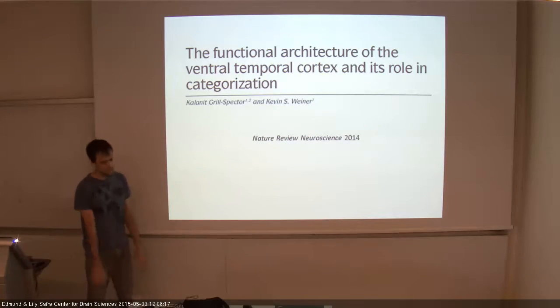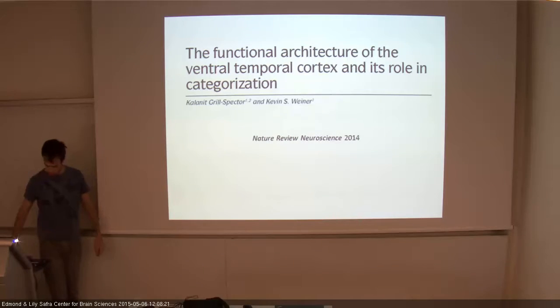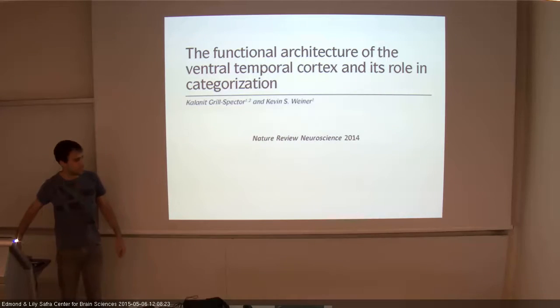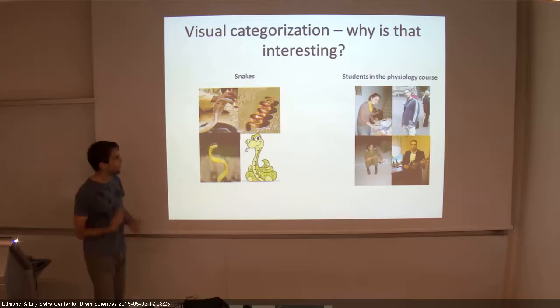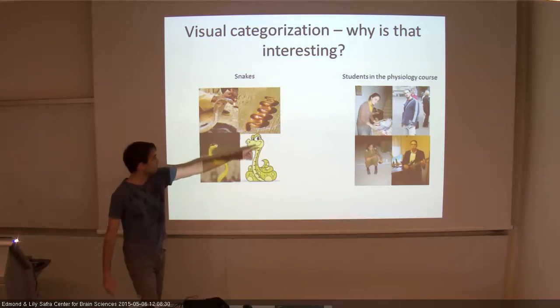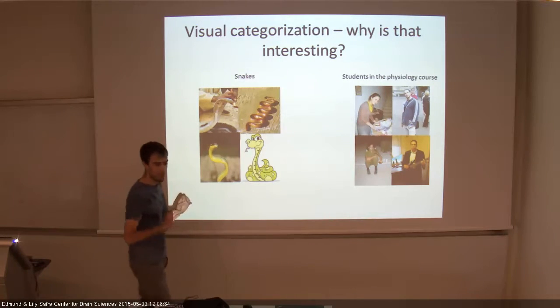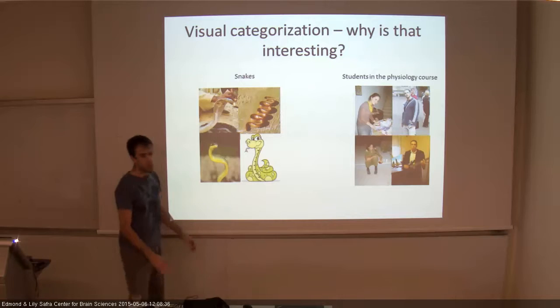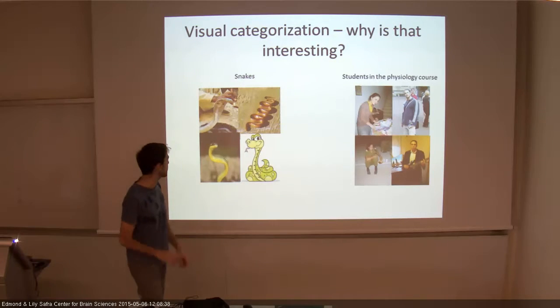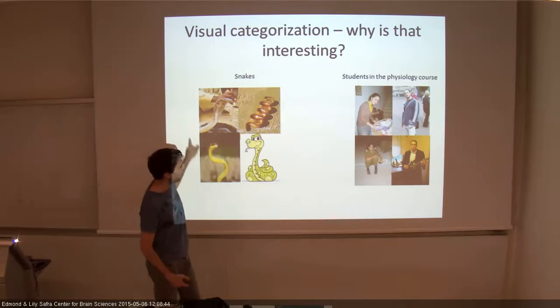And its role in categorization, specifically in visual categorization. What visual categorization is, and why it's so interesting in my opinion, is the fact that most of you haven't been exposed to these photos here. Although you haven't been exposed to these photos, you have no problem classifying them. You don't know this specific animal, but you know that this is a snake and those are all snakes.